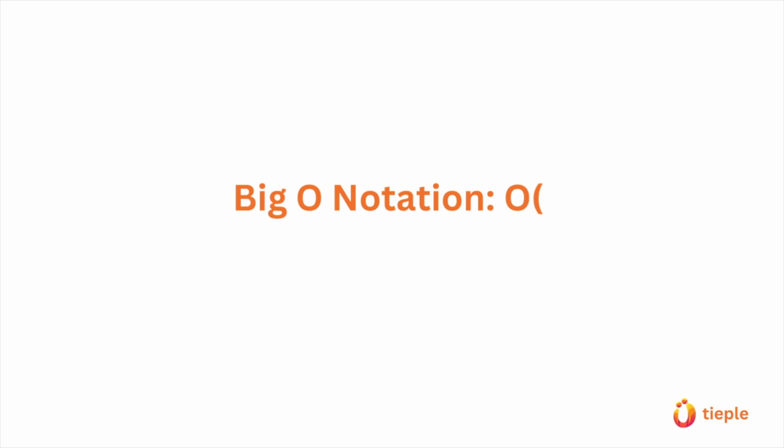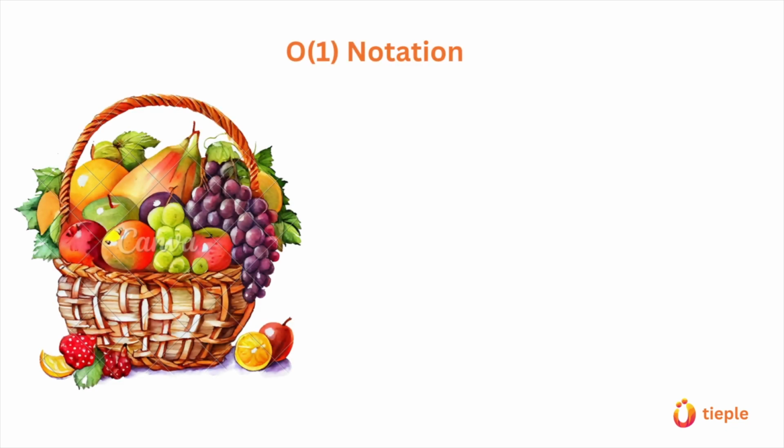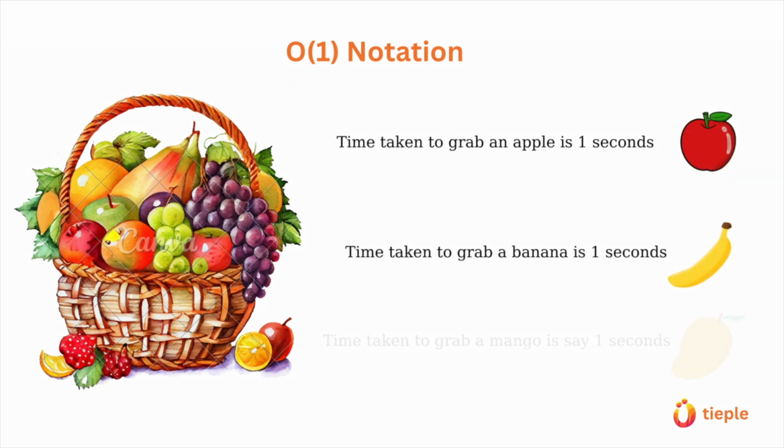Our next big O notation is O of 1. Imagine you have a basket of fruits and you want to grab one. Whether it's an apple, banana, or mango, the time it takes to grab any fruit is the same, no matter how many fruits there are in the basket. That's what we call O of 1 complexity.